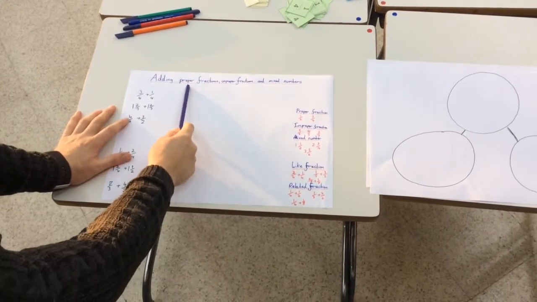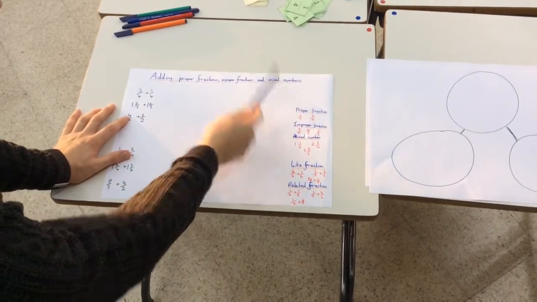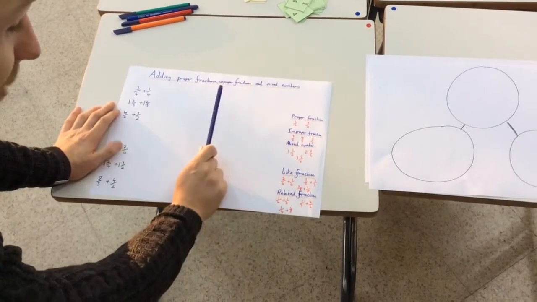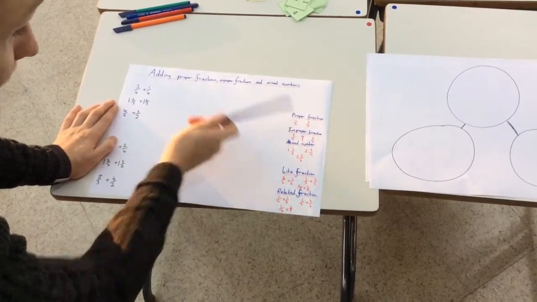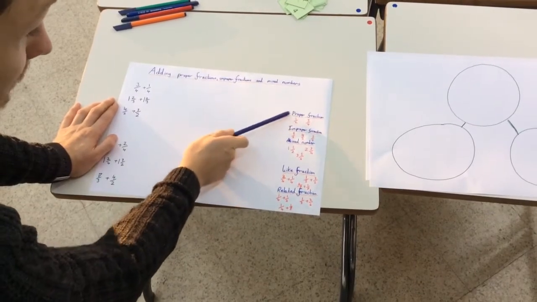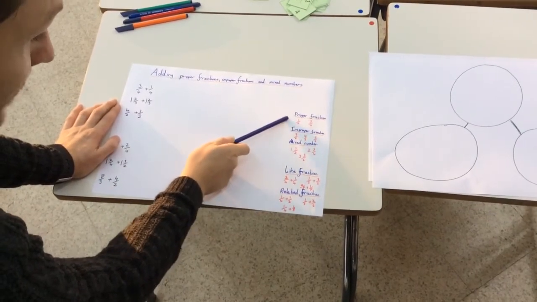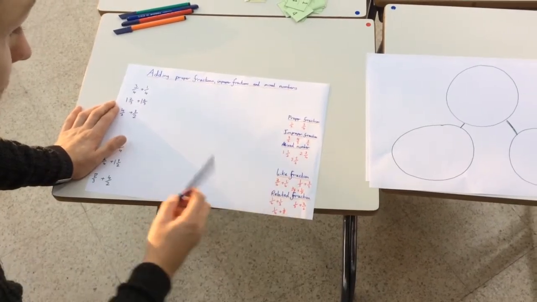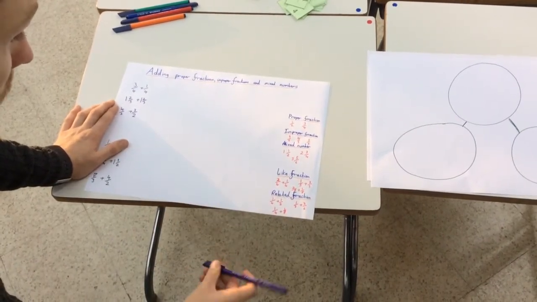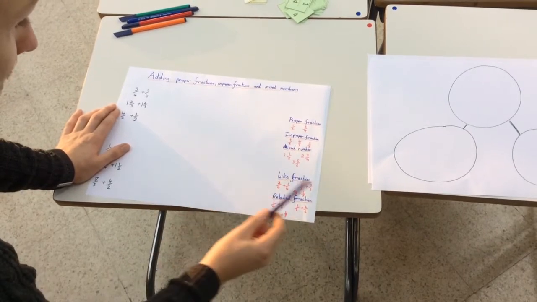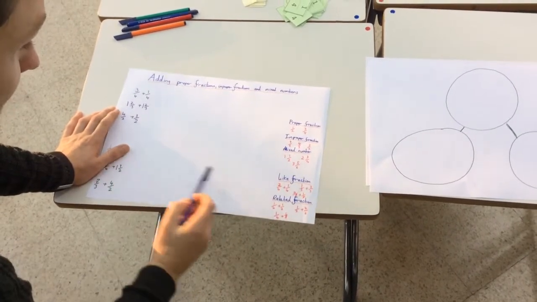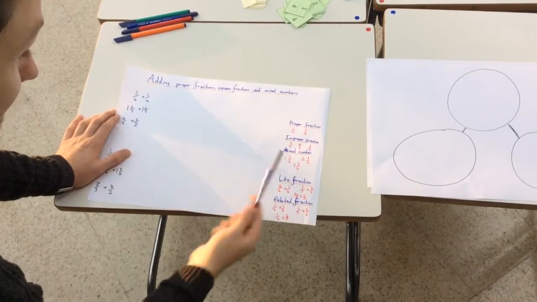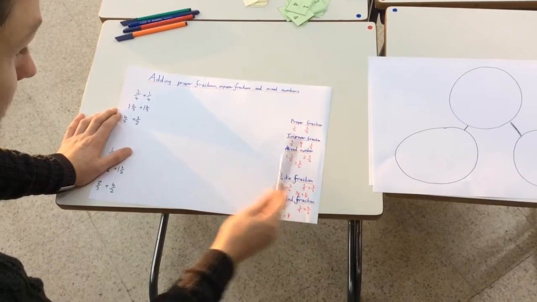We've got adding proper fractions, improper fractions, and mixed numbers. So a proper fraction is a fraction that's less than 1, and where the numerator, the number on the top, is lower or smaller than the one on the bottom. A half, 3/4 are examples. Improper fractions are fractions where they are bigger than 1, and the numerator is bigger than the denominator. We have some examples here. And a mixed number is a number where you have an integer and a fraction.